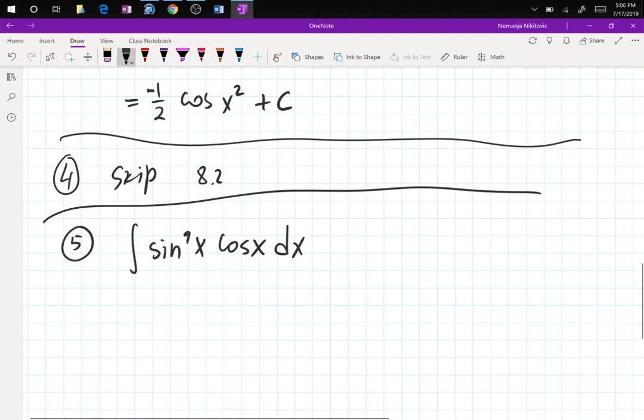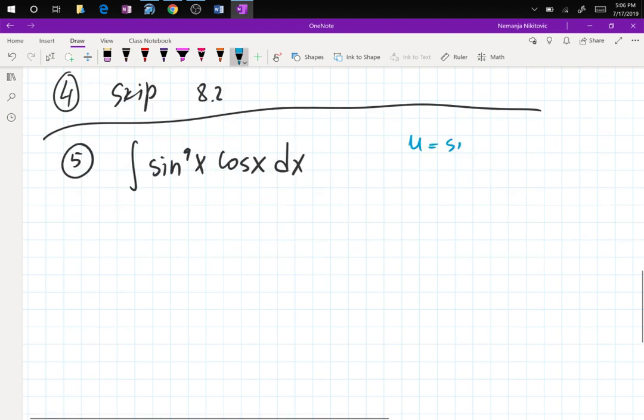Now, number 5, cosine x dx. So that's our integral. And what do we do here? Well, we said that u is equal to what? Sine, good, sine x. What's the du? Cosine x dx, great. So that's exactly this piece. So try to complete this on your own. You have 18 seconds.